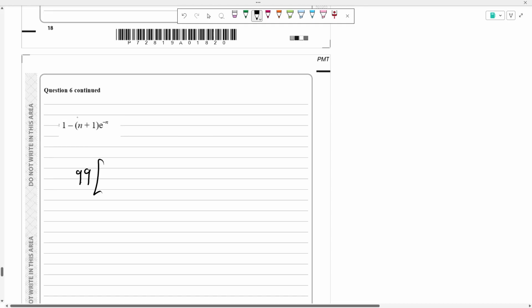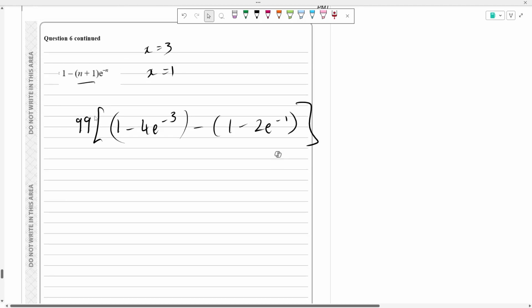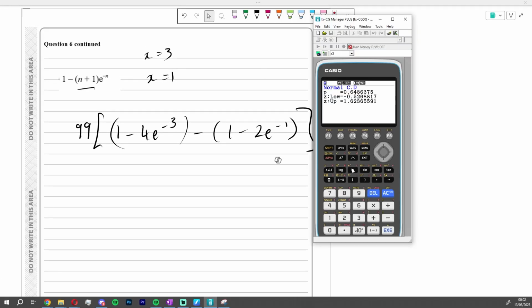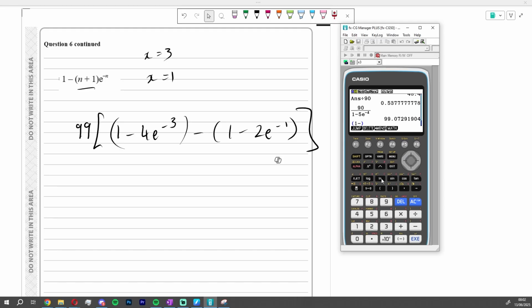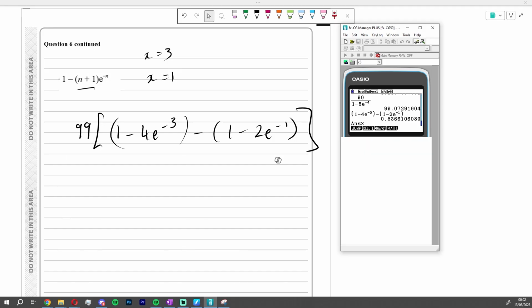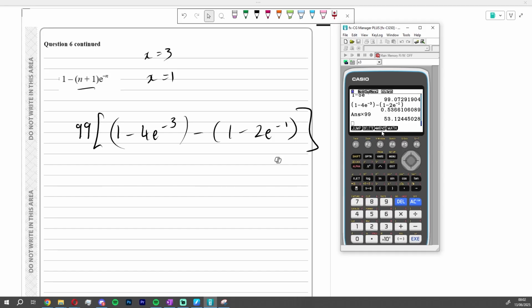99 times, with x equals 3 and x equals 1 as our limits, (1 - 4e^(-3)) minus (1 - 2e^(-1)). What does that give you as a number? No idea, so let's put that into the calculator. 99 brackets. Let's not even do brackets yet. Let's do 1 minus 4e to the minus 3, and then minus 1, make sure you have brackets, 1 minus 2e to the minus 1, times this whole expression by 99. Calculator disappeared again. There we go, and that equals 53.12.